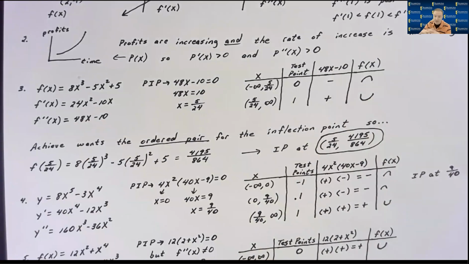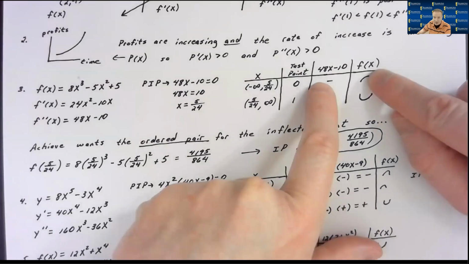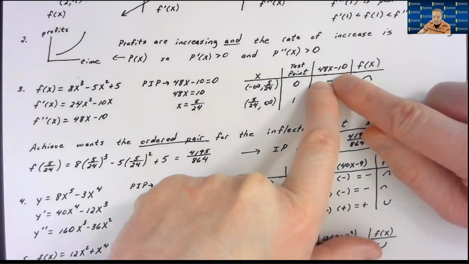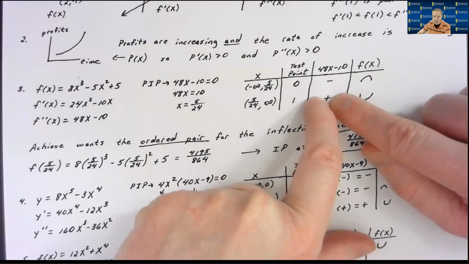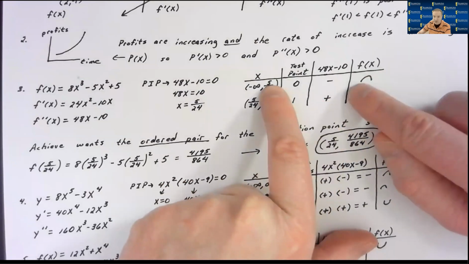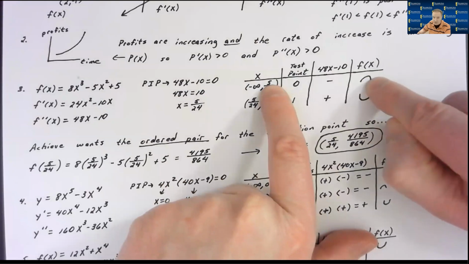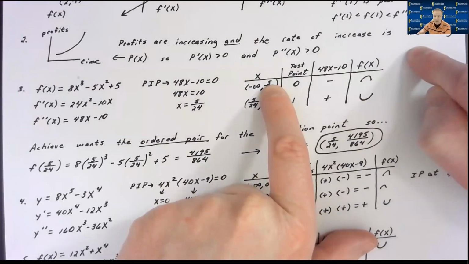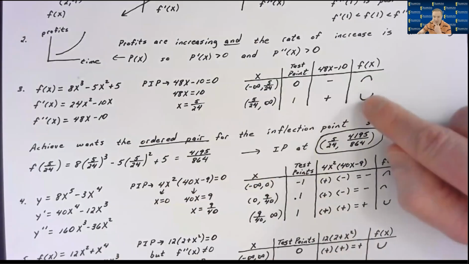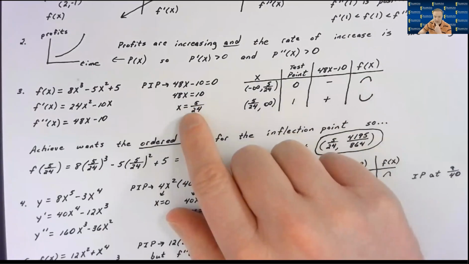And then keep in mind, like I said, this problem also asks for the ordered pair of the inflection point. So once I determine, yes, 5/24 is a point of inflection, how do I know that? Because my curve changed from a negative second derivative to a positive second derivative. So 5/24 is a point at which my graph changed from being concave down to concave up. So it changed concavity at that point. It is an inflection point.